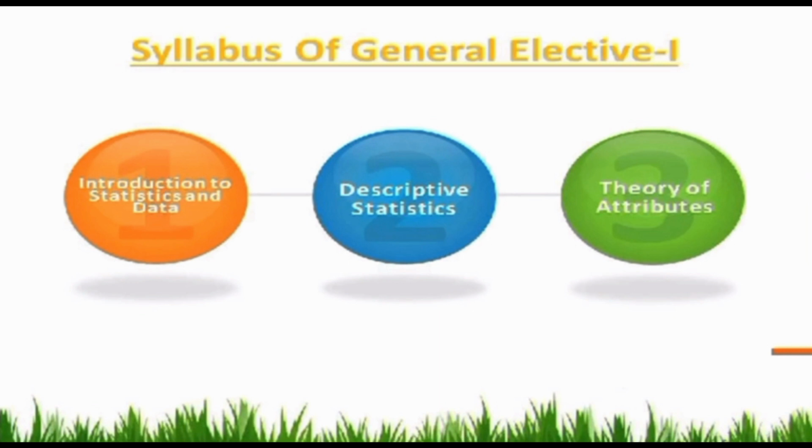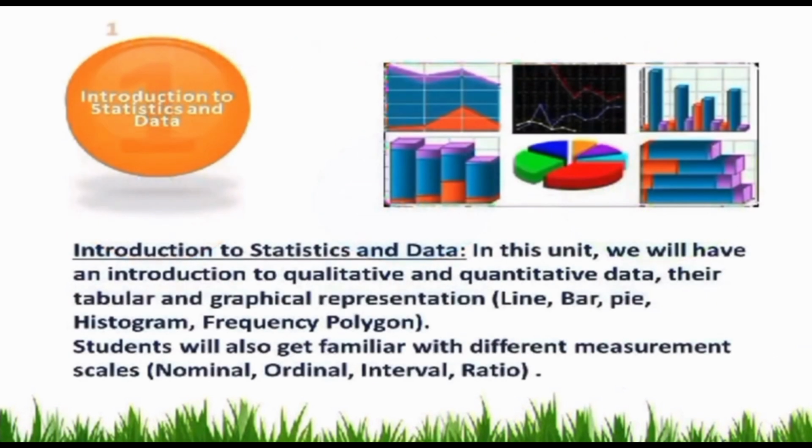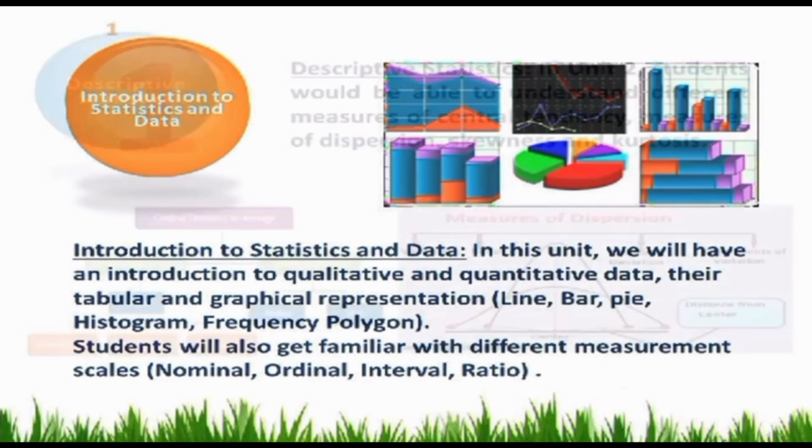The syllabus for General Elective 1 has 3 units: Introduction to Statistics and Data, Descriptive Statistics, Theory of Attributes. In the first unit, you will have an introduction to qualitative and quantitative data, their tabular and graphical representation by line, bar, pie chart, histogram, frequency polygon. You would get familiar with different measurement scales: nominal, ordinal, interval, and ratio.